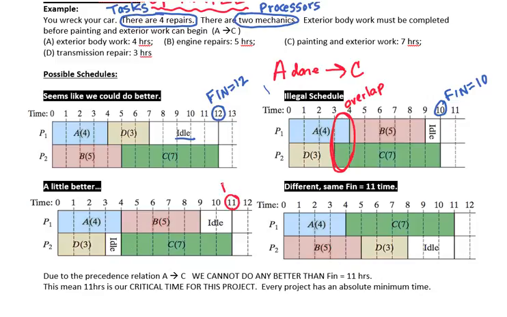And we have a finish time of 11 hours, which is still a little bit better than we started. Here's another schedule where I arrange the tasks. Notice that A is totally done before C starts. We still have a little bit of idle. And this one also takes 11 hours.